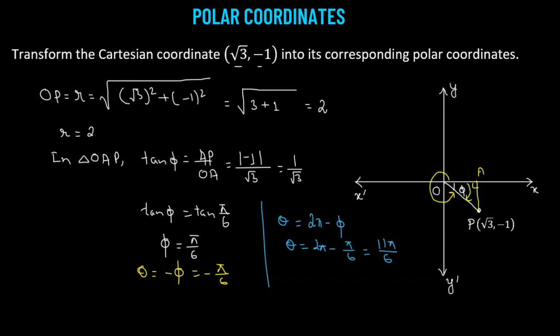So finally we get two values of the point P in its polar form. One of the forms will be P equals 2, that's the radius, and the angle is going to be negative pi over 6. Or if we want a positive angle, then this can also be expressed as 2 comma 11 pi over 6 radians.